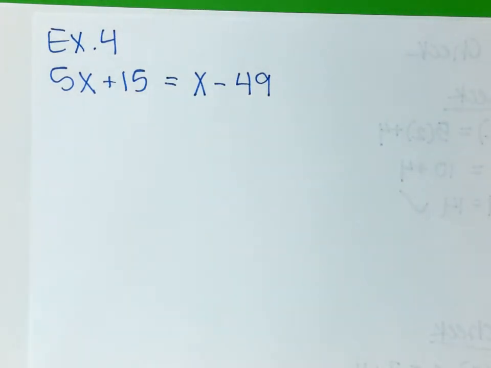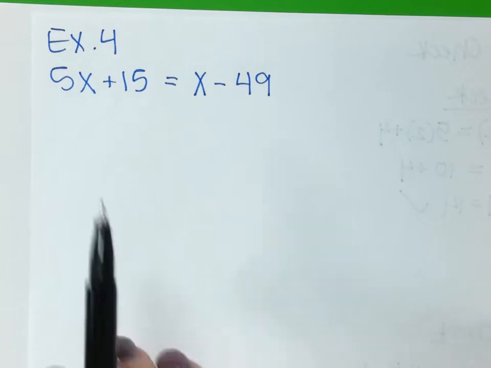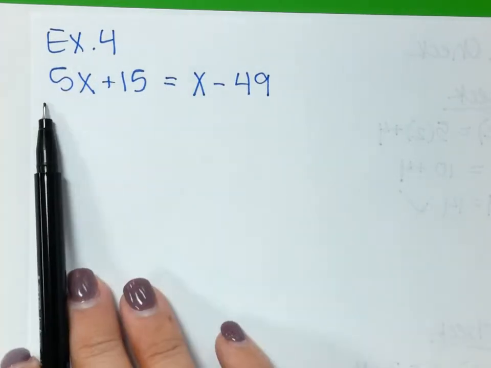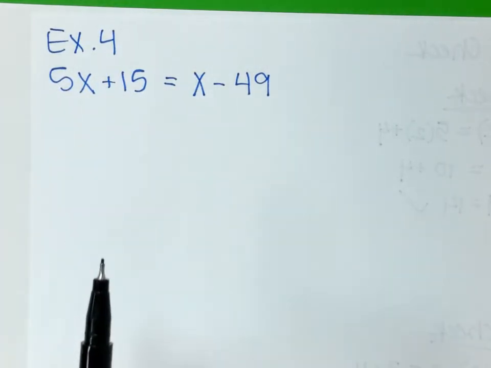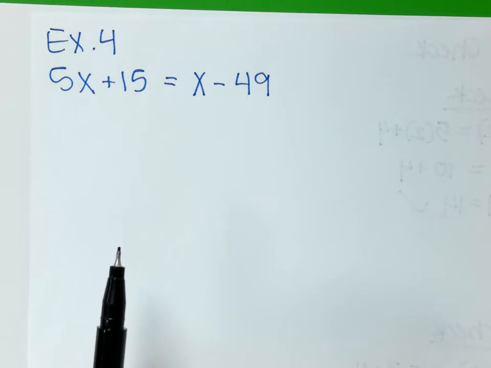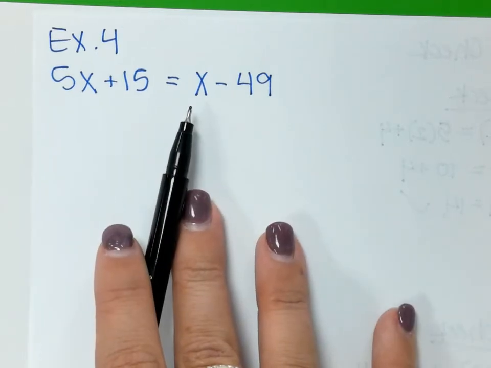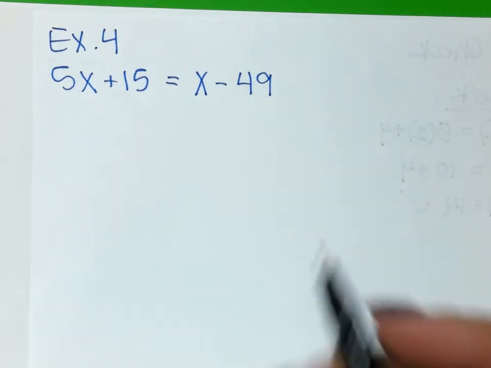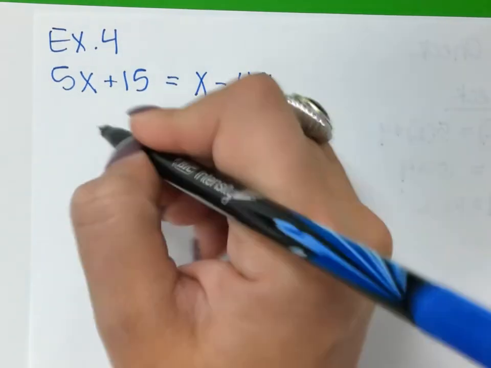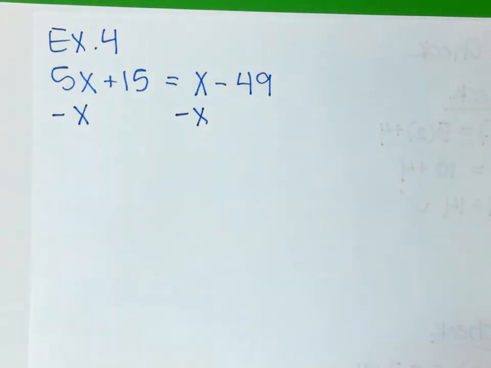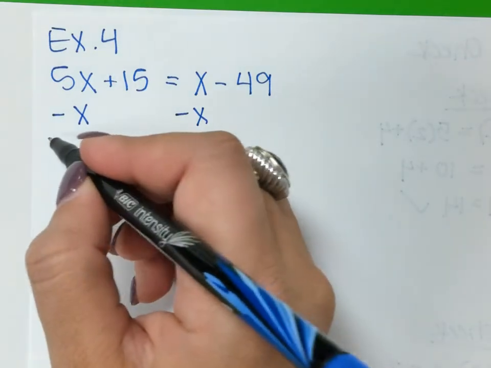All right, remember that I'm getting my x's on one side and my constants on the other. And I want to look at my smallest one, or whichever way that's not going to give me a negative. So if I want to deal with my variables first, I've got 5x and 1x. Which one do I want to move to the other side? My 1x. So that means I have to do what? Subtract x from both sides. So what does that leave me with?